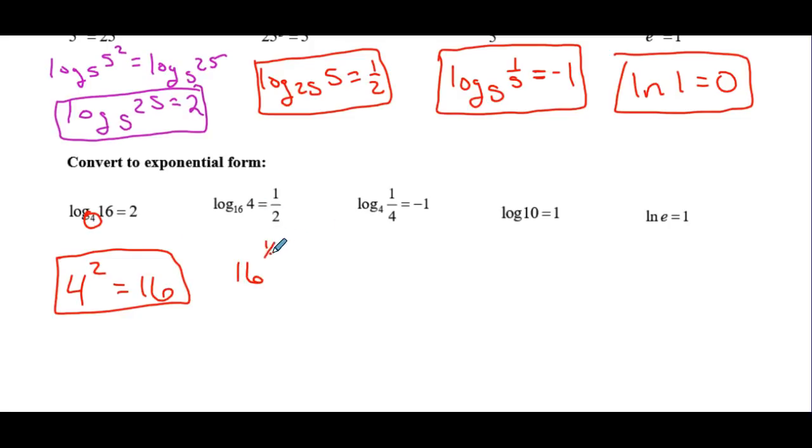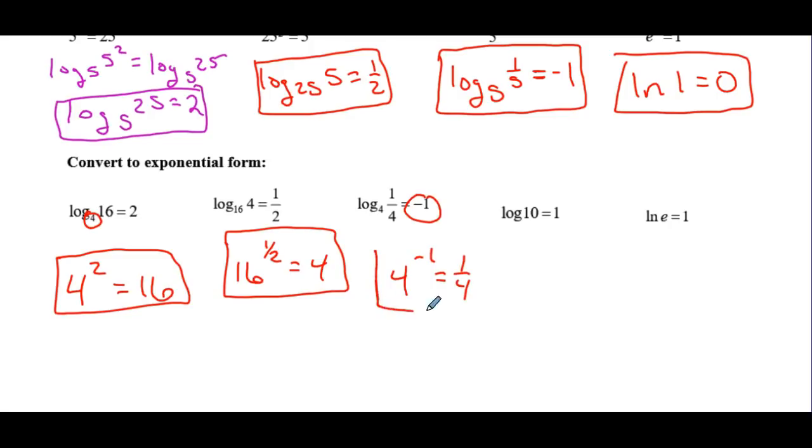16 to the 1/2 power equals 4. Again, identifying the base and then raising it, turning the equals into the exponent. So 4 to the -1 equals 1/4. All right. So again, this should seem pretty redundant a little bit. Let's go ahead and see if you can do these next two. Pause the video and try these next two.